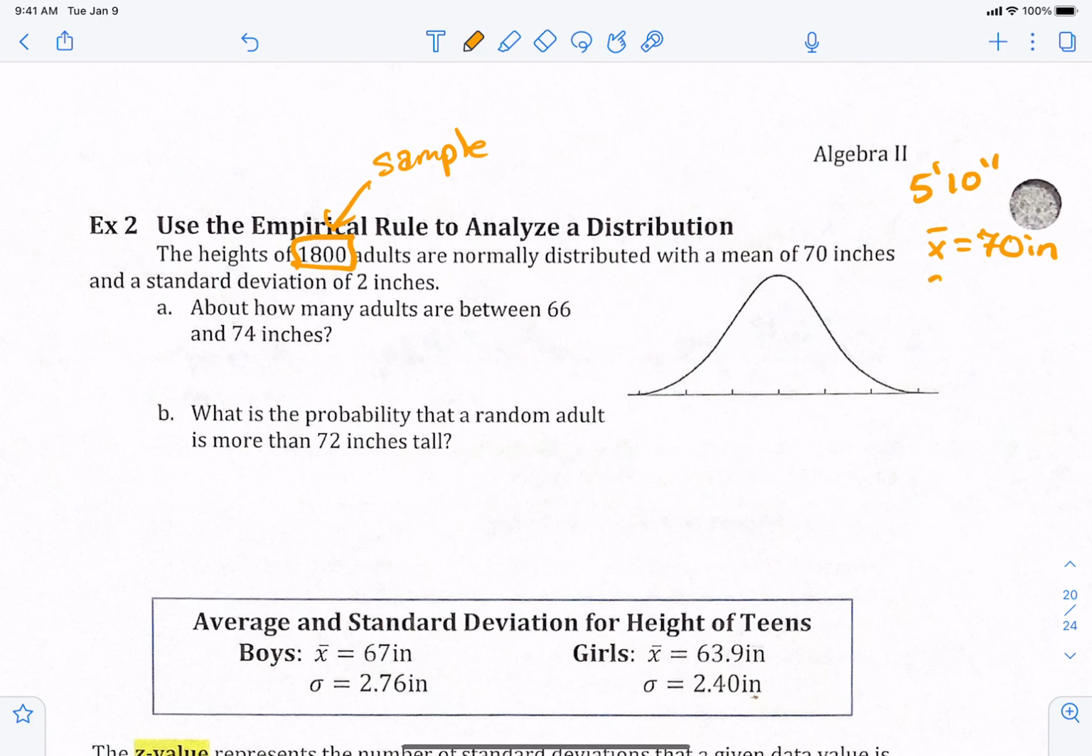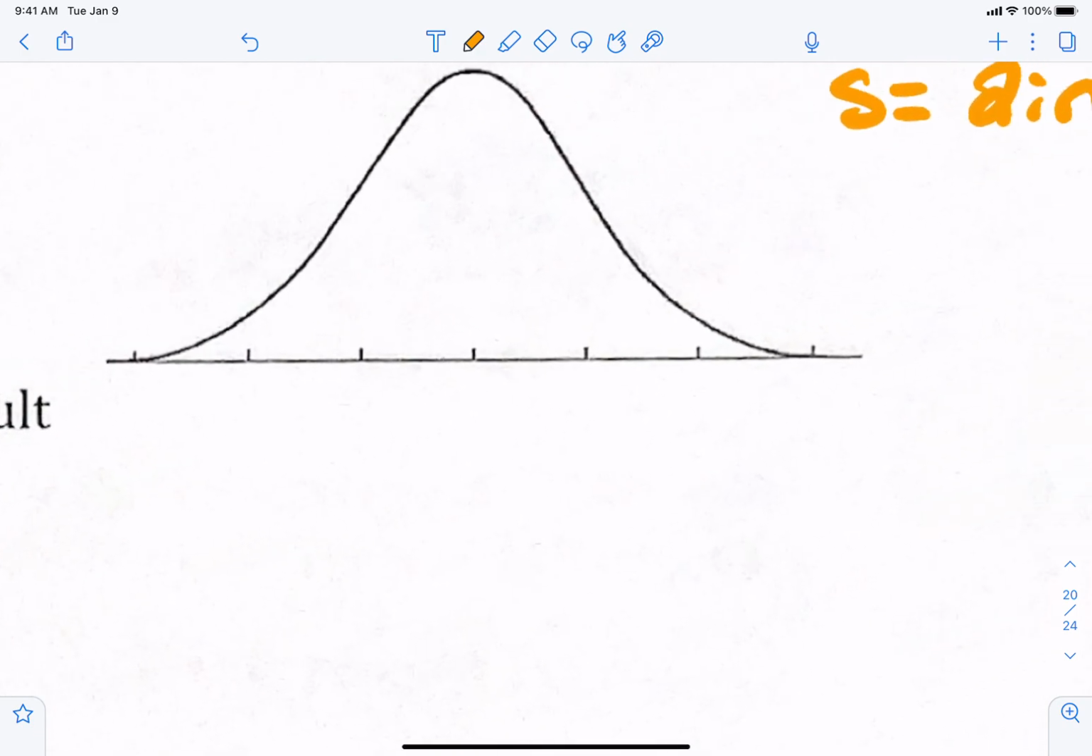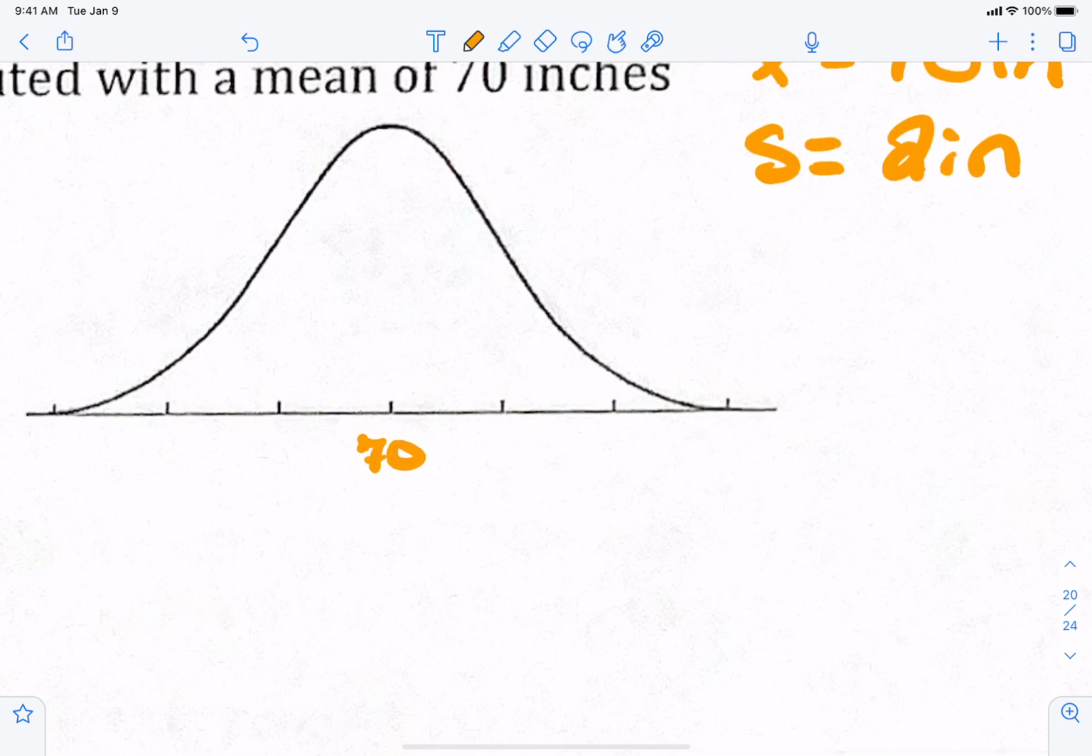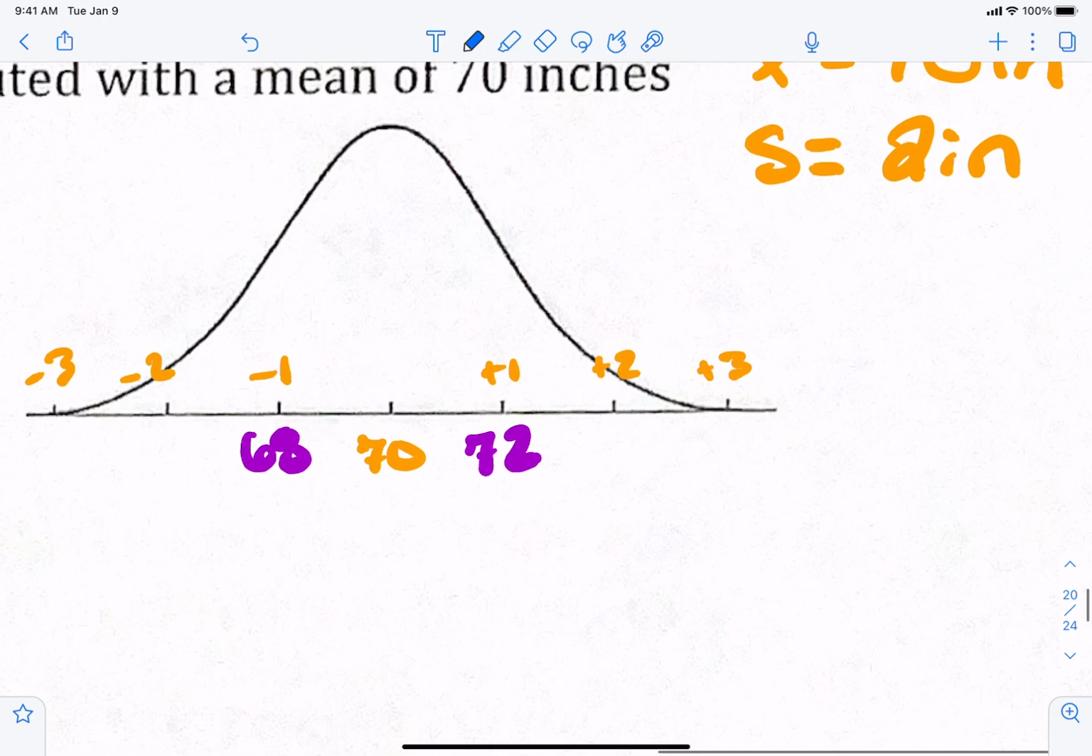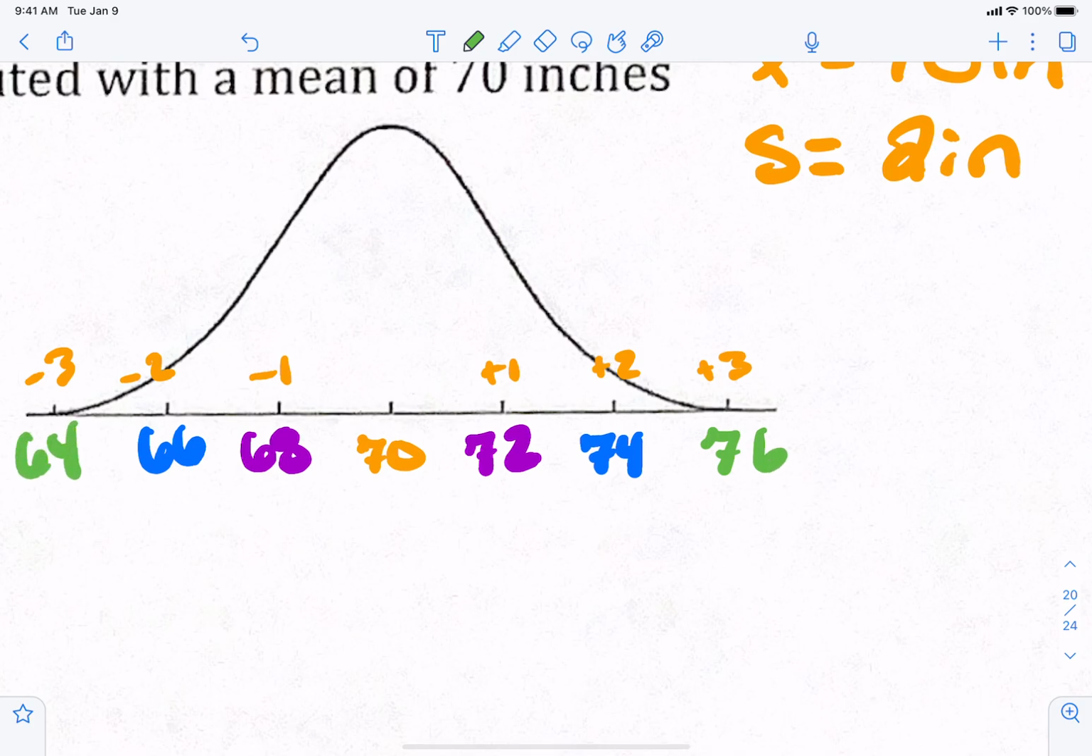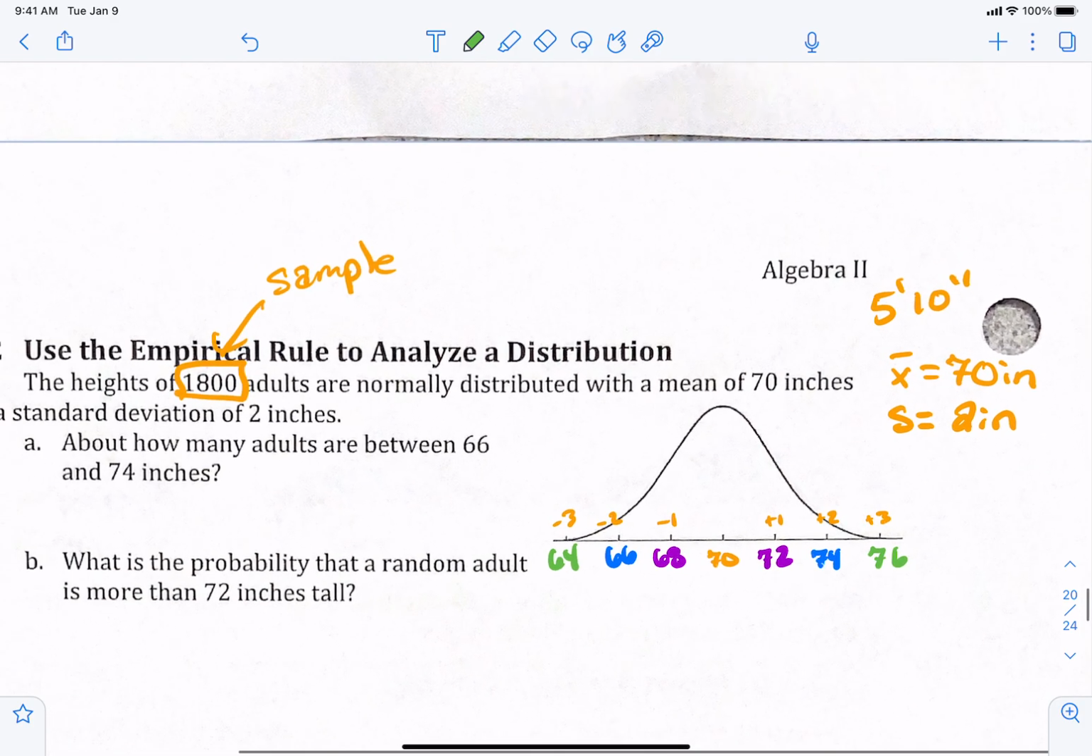That's the average. Standard deviation is 2 inches. Before they even ask any questions, let's fill it out. 70 is in the middle. Plus 1, plus 2, plus 3. Minus 1, minus 2, minus 3. Adding 1 would be 72, 68. Next range, 74 to 66. Next range, 76 to 64.